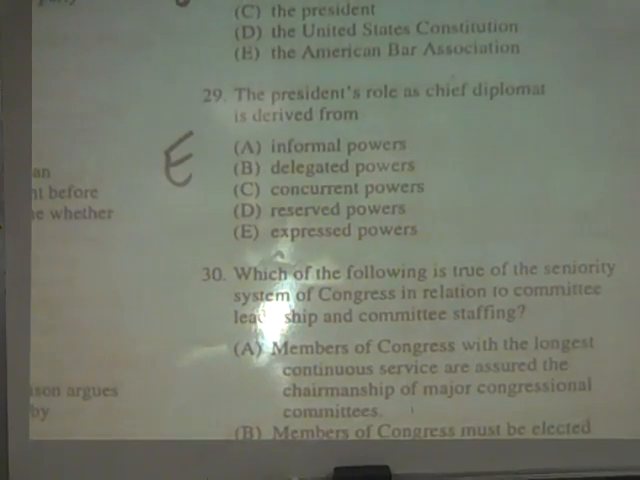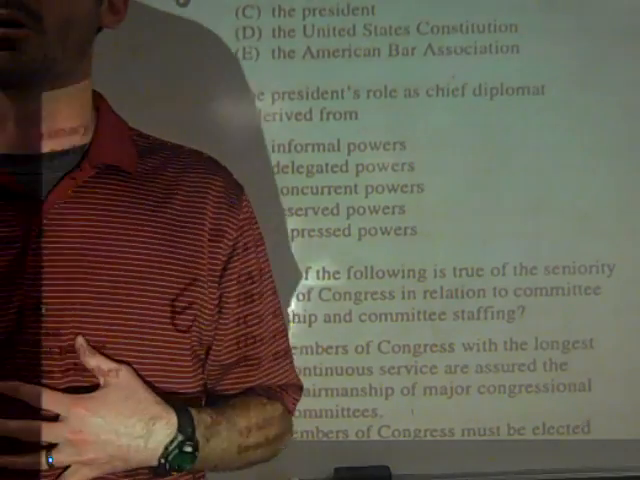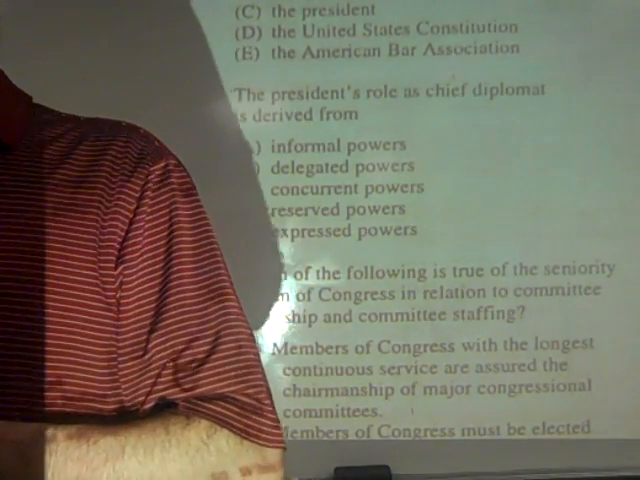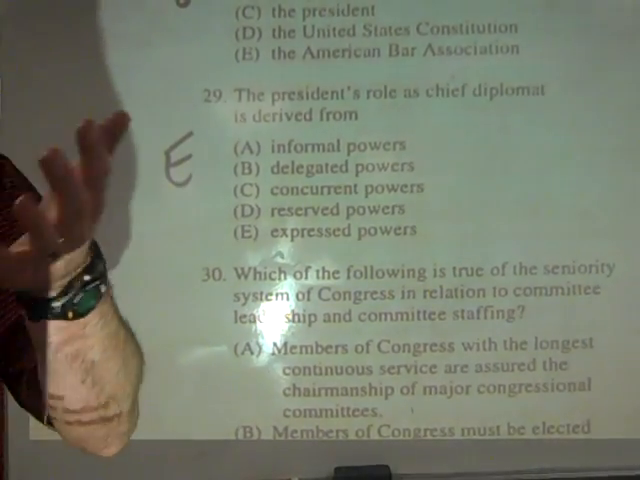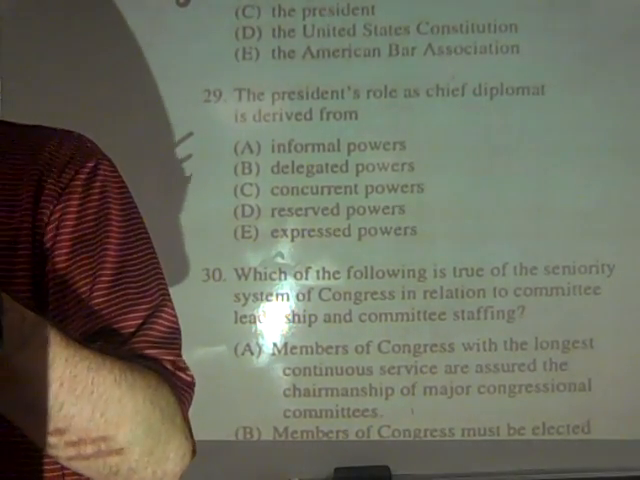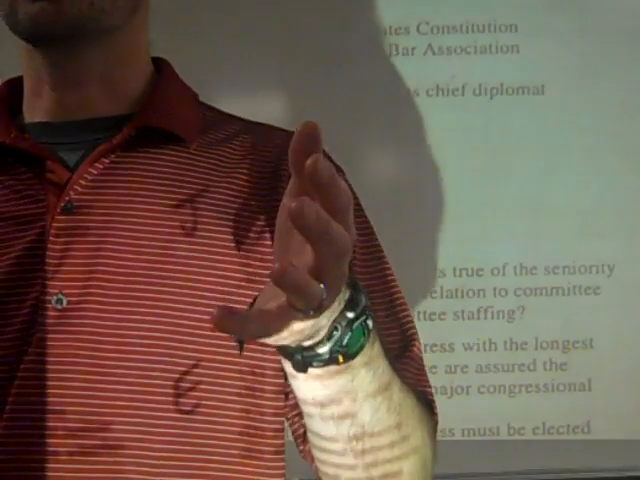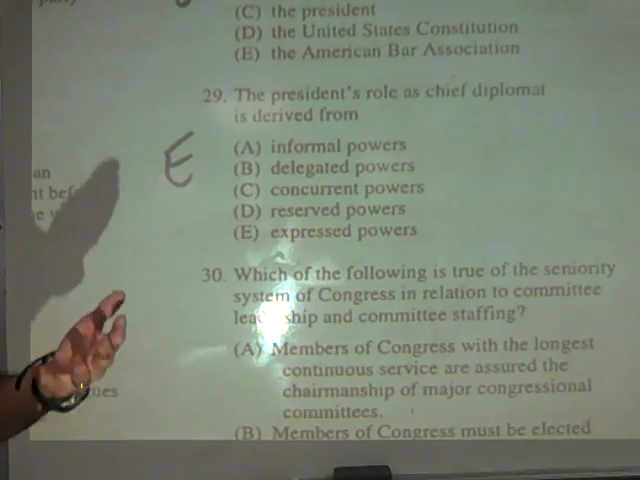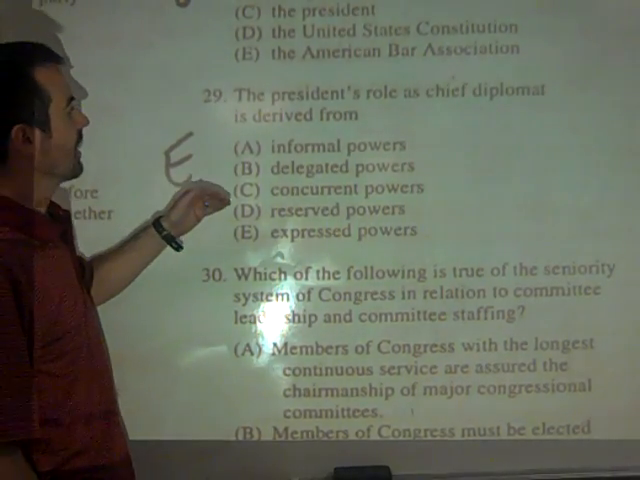The president's role as chief diplomat is derived from the fact that diplomat means he's the guy that deals with foreign nations. Now that entails some informal powers, like sort of being the referee in disputes between foreign nations, for example, Israel and Palestine. And also he has a large role in recognizing foreign nations, whether they're considered a true nation by the United States or not.